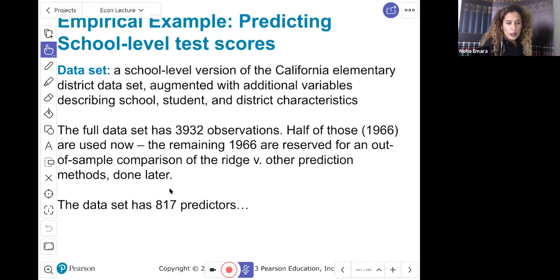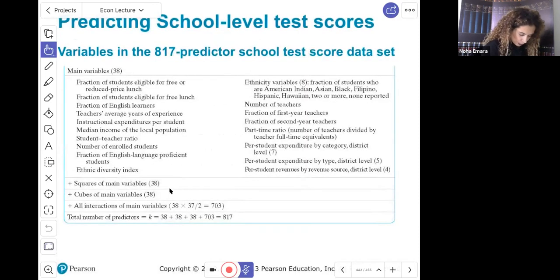Okay, this data set has 817 predictors, as we're going to see. So what are the 817? We're talking about big data. And whenever I talk about big data, it's not only how many observations I have, but also how many X's I have. I want you to look at this table and understand that all these are X's. All these are regressors. Okay, so I have the main variables of 38 X's. Add to that the squares of the main variables, another 38 variables. And then I'm also going to add the cubes of the main variables, another 38 variables.